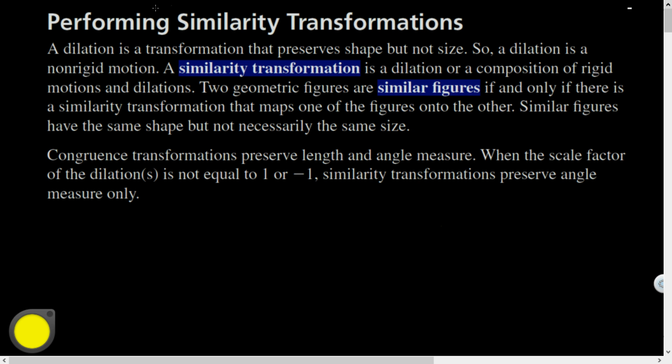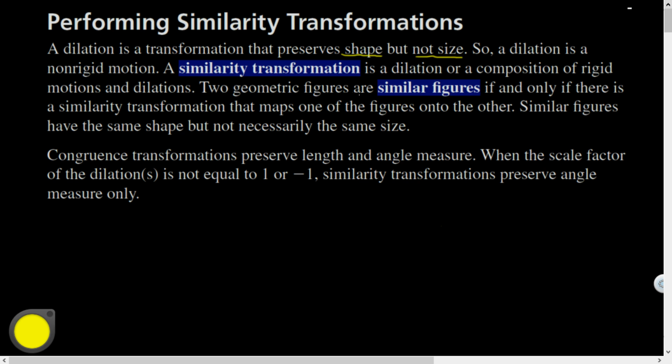So let's see. Performing similarity transformations. A dilation is a transformation that preserves shape but not size. So a dilation is a non-rigid motion, right? The result is non-congruent to the original. However, it is similar. A similarity transformation is a dilation or composition of rigid motions and dilations. Okay, so kind of like a composition of transformations that we've talked about in the past.